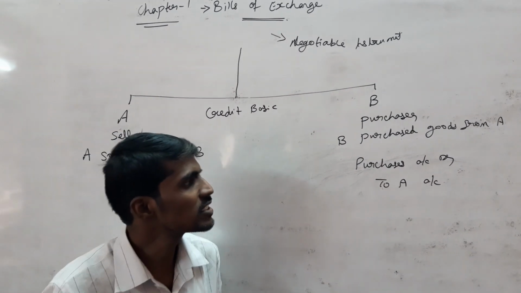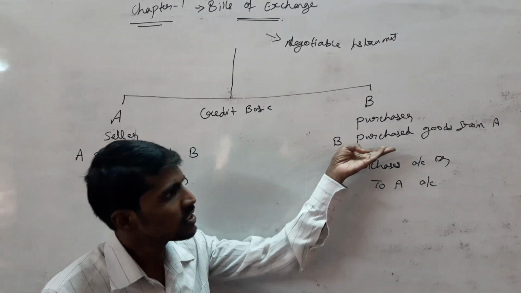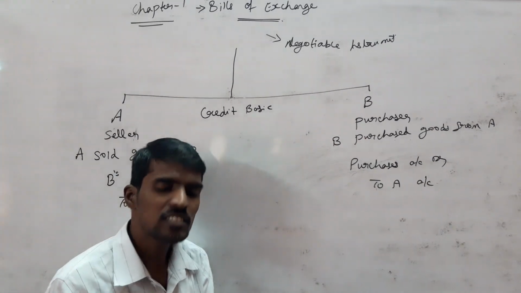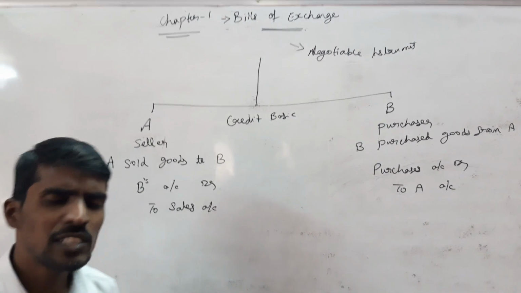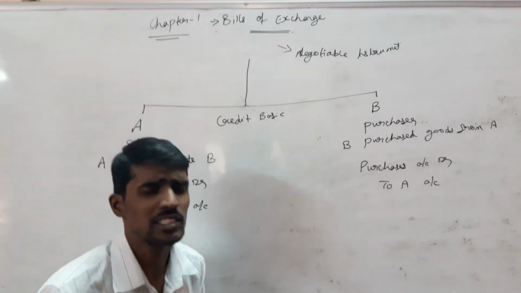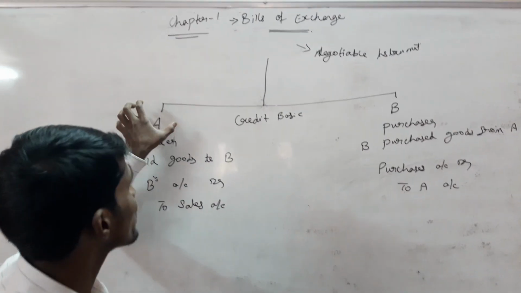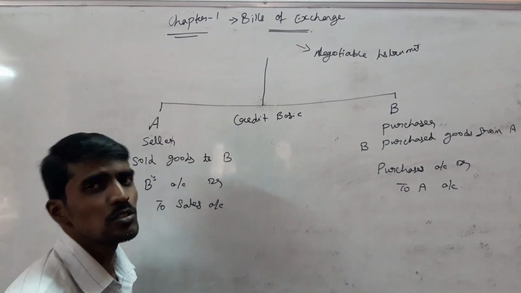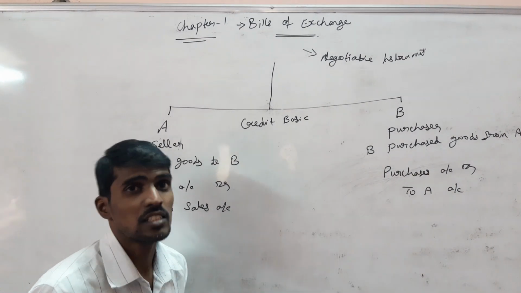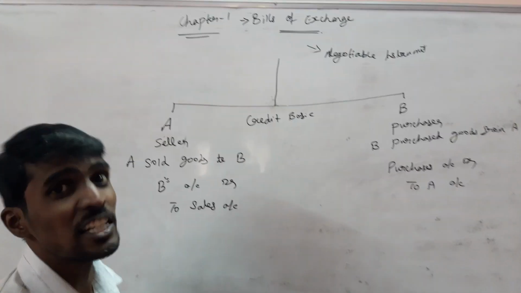So what happens after writing the journal entry? Here B will say that after a certain period, I will pay the amount. Maybe 2 months or 3 months or 4 months or 5 months. But here A will also sell the goods only on the credit basis. But how will A get the assurance?